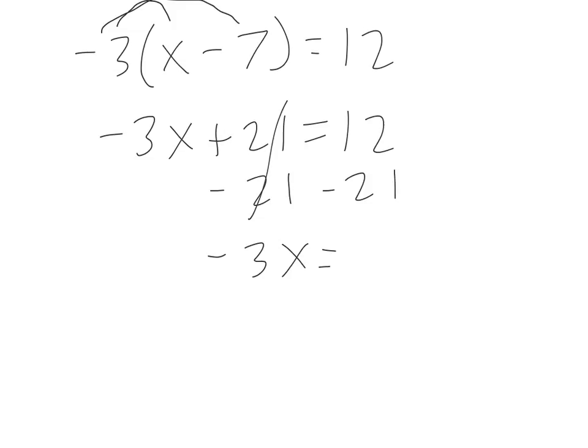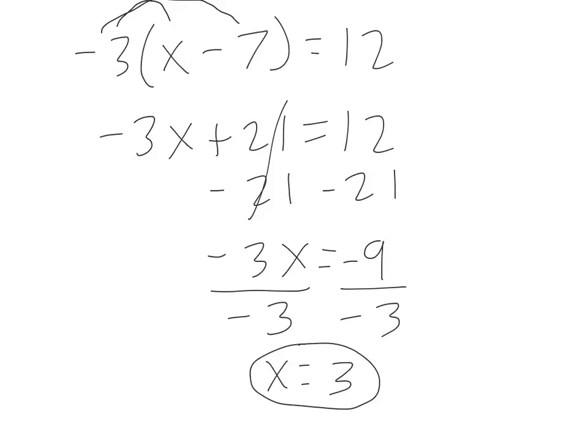Now 12 minus 21, we have different signs here, so subtract the two numbers and keep the sign of the bigger number. So you treat this like 21 minus 12, which is 9, but the bigger number is a negative, so it's a negative 9. So we have negative 3x equals negative 9. Undo the multiplication, divide by negative 3, and we have x equals a positive 3. Because a negative divided by a negative is a positive.